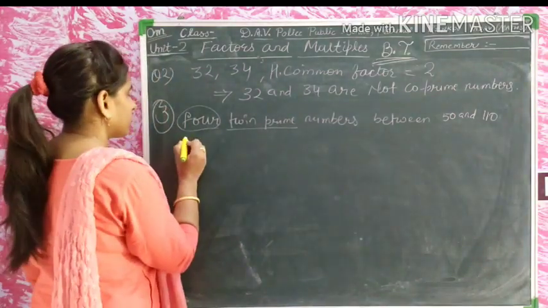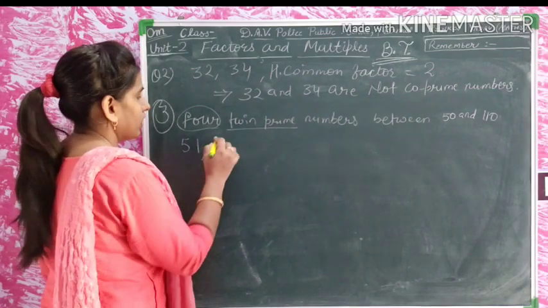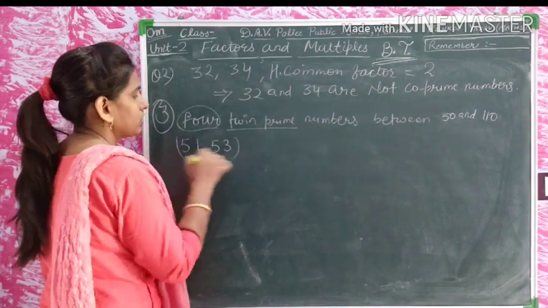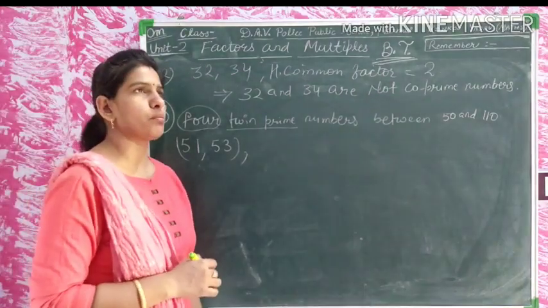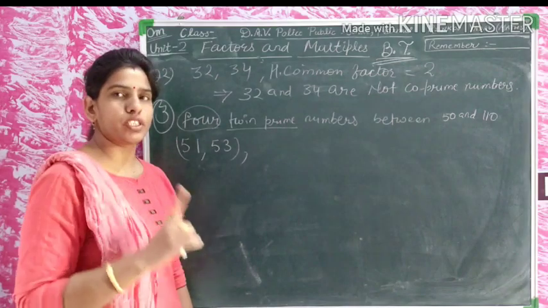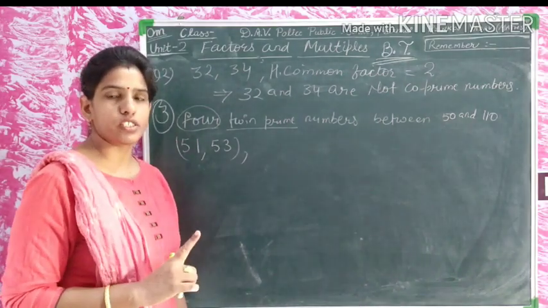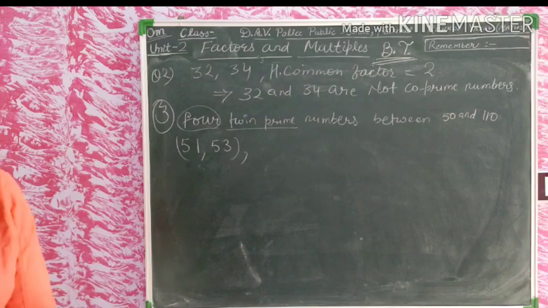So the first pair is 51 and 53. This is the first here, and after 51 there is a prime number, that is 53, and after 53 not 55. It means this is not possible, and after 55 there must be.